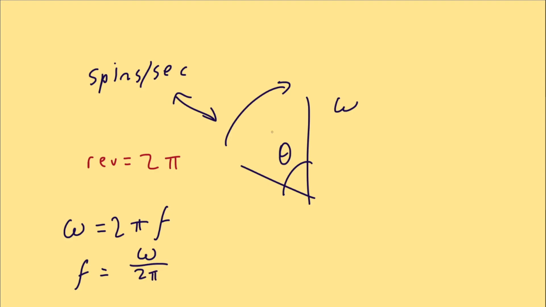Why does this work though? Let's say your frequency is 4 spins every second. Your angular velocity would be a full revolution times 4. That would be how fast you're going. What about time and periods? Well, a period is 1 over f. And it's exactly how much time it takes to do one revolution. So let's say you spin 4 times per second. Then your time is 1 over 4 seconds.